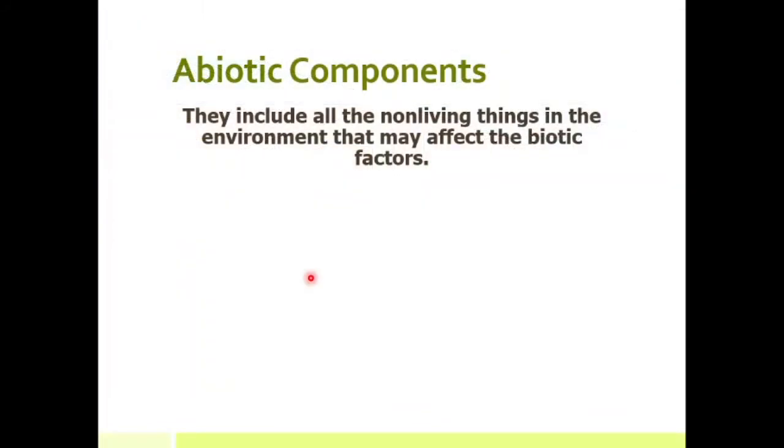Abiotic components include all the non-living things in the environment, and they may also affect the biotic factors. When we recall the definition of an ecosystem, it is an area where there is an interaction of living and non-living things. Thus, an abiotic factor or component is composed of all the non-living things present in the environment, and they may also affect the biotic factors or the living organisms.